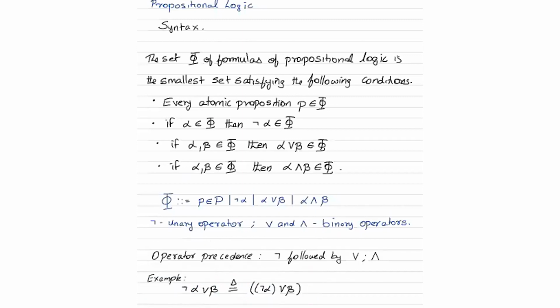So what about operator precedence? The precedence is as follows: negation, which is the unary operator, comes first, followed by conjunction and disjunction. If I write something like not alpha or beta, the way you interpret it is that not binds with alpha, which has the highest precedence, followed by the disjunction with beta. It's always a good idea to use parentheses. Sometimes it becomes difficult to read, but then there's no confusion or ambiguity.